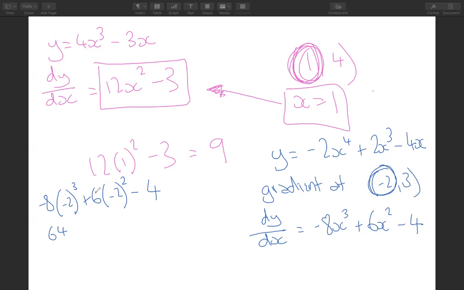What's this number here? 6 times 4, so that is 24. And then I've got a minus 4. So this is 64. Not quite, 64 plus 24 is 88, minus 4. So the gradient at this point is 84. That's a crazy high number, but that's allowed. Do you see what I'm doing? That's all we have to do with calculus.